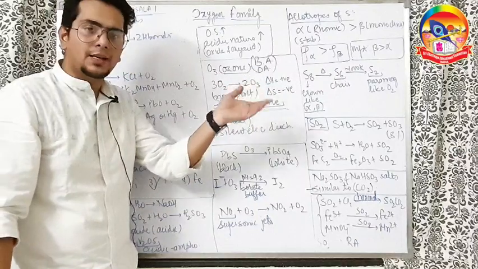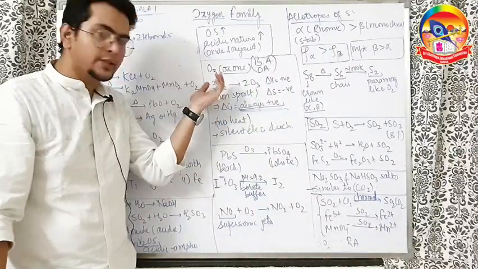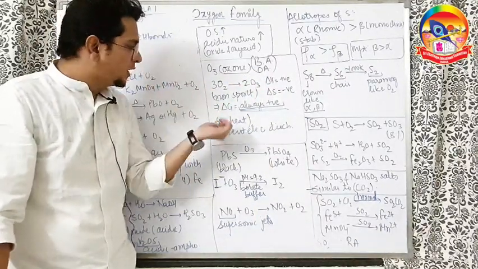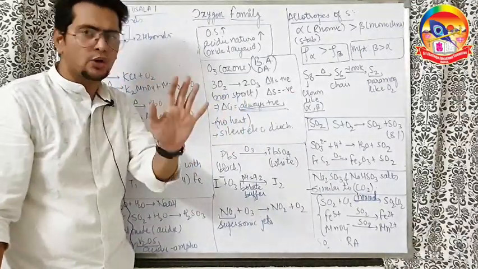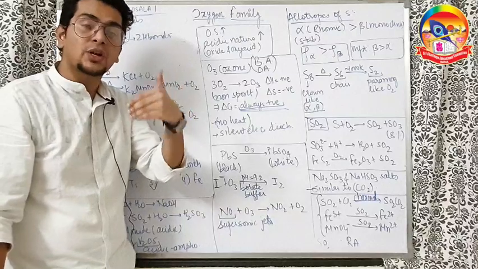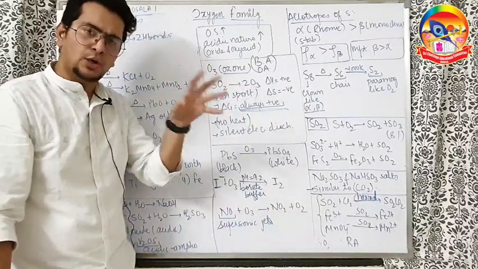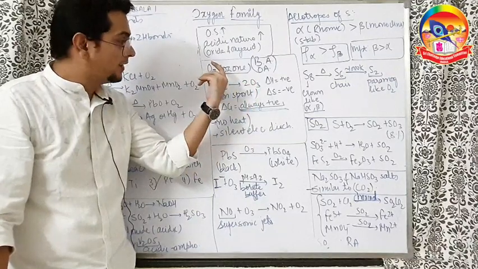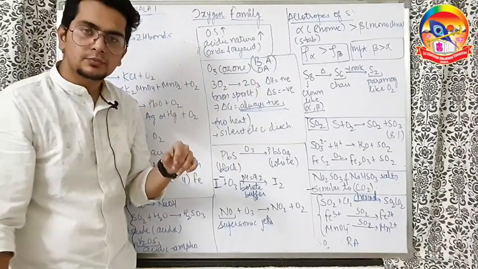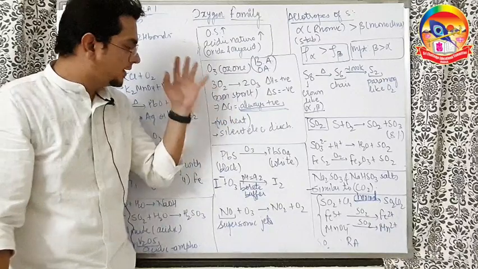Ozone is thermodynamically less stable. O2 is thermodynamically more stable. So when you heat, what will happen? After heating, the vessel remains hot. Because of the heat that you have given, because O3 is less stable, it will break again to form O2. Understood bhaiya? So heat is not a good idea.